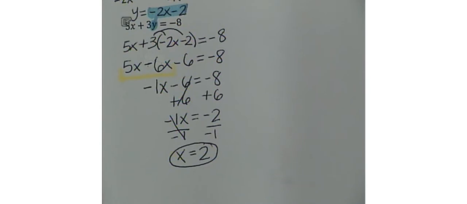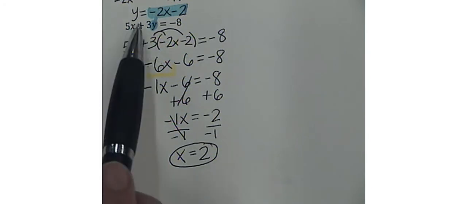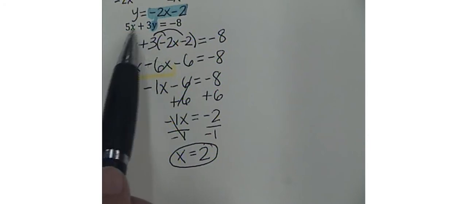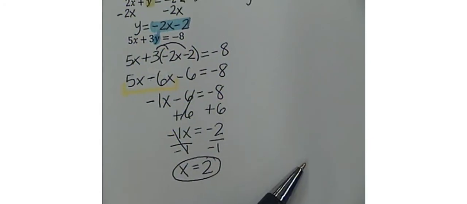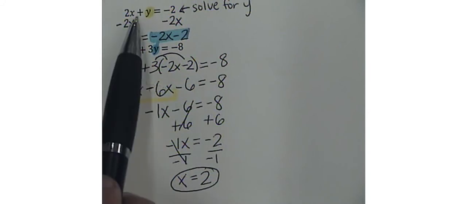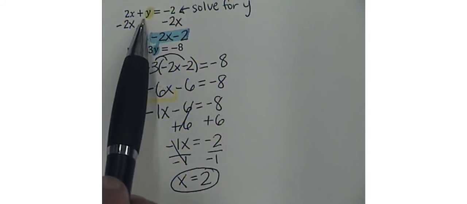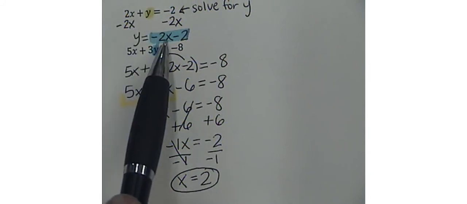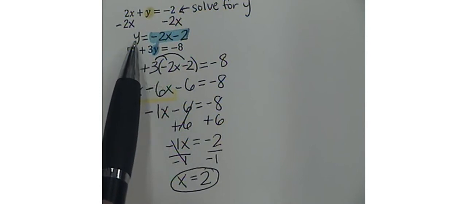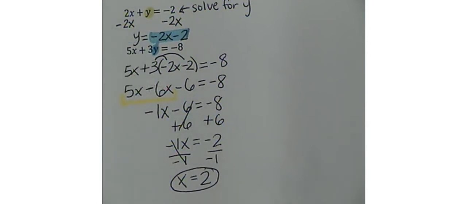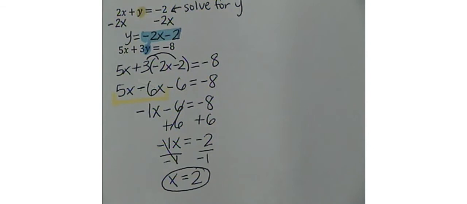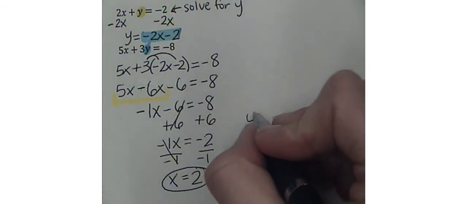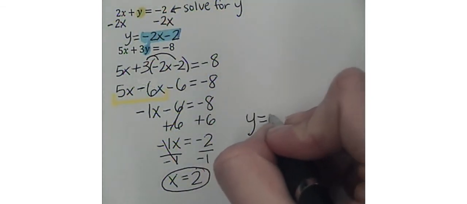We need to plug in x equals 2 to find our other unknown variable, which is the y. I can plug in x equals 2 here and solve for this y. Or I can plug it in here because y is already solved for, so it's less work. Whatever you prefer, you're going to get the same answer no matter what.